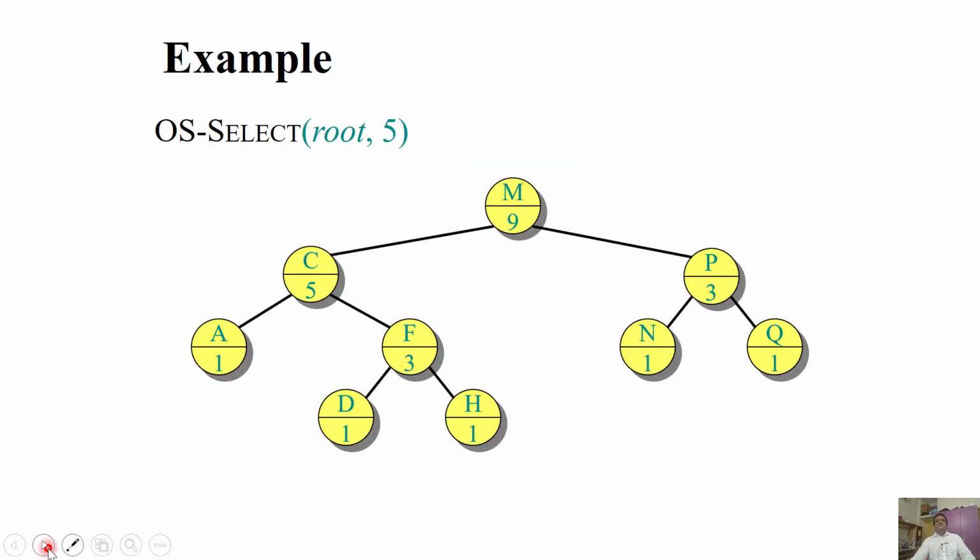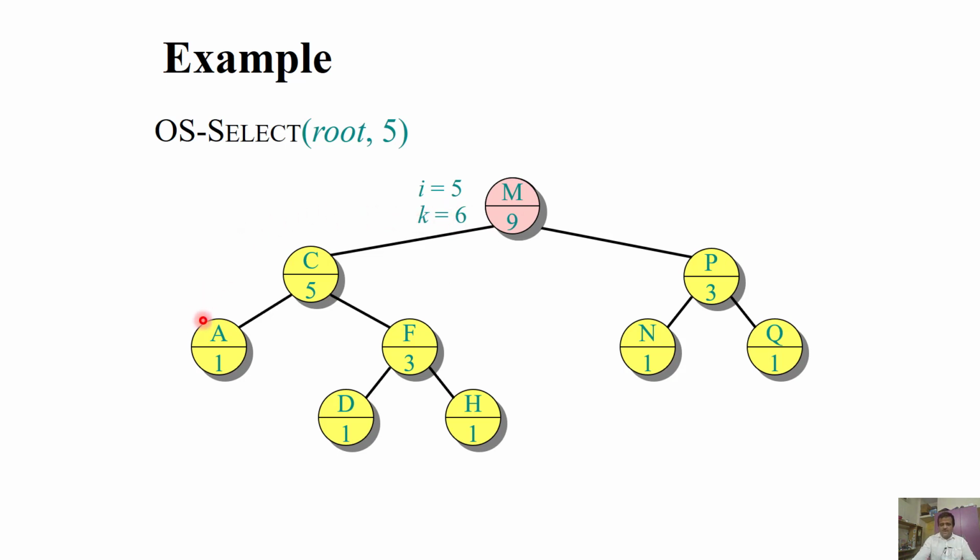Let us take a quick example. This is the root. We input the tree, and T is the root, part of the input. Suppose we are searching for the 5th smallest element, so i is equal to 5. Now, what is the rank of this? The rank of this is basically 5 plus 1, the 6th. So we start with the root, we are looking for the 5th smallest element, but the rank of this node is 6th. So it did not match, and we have to make a further call.